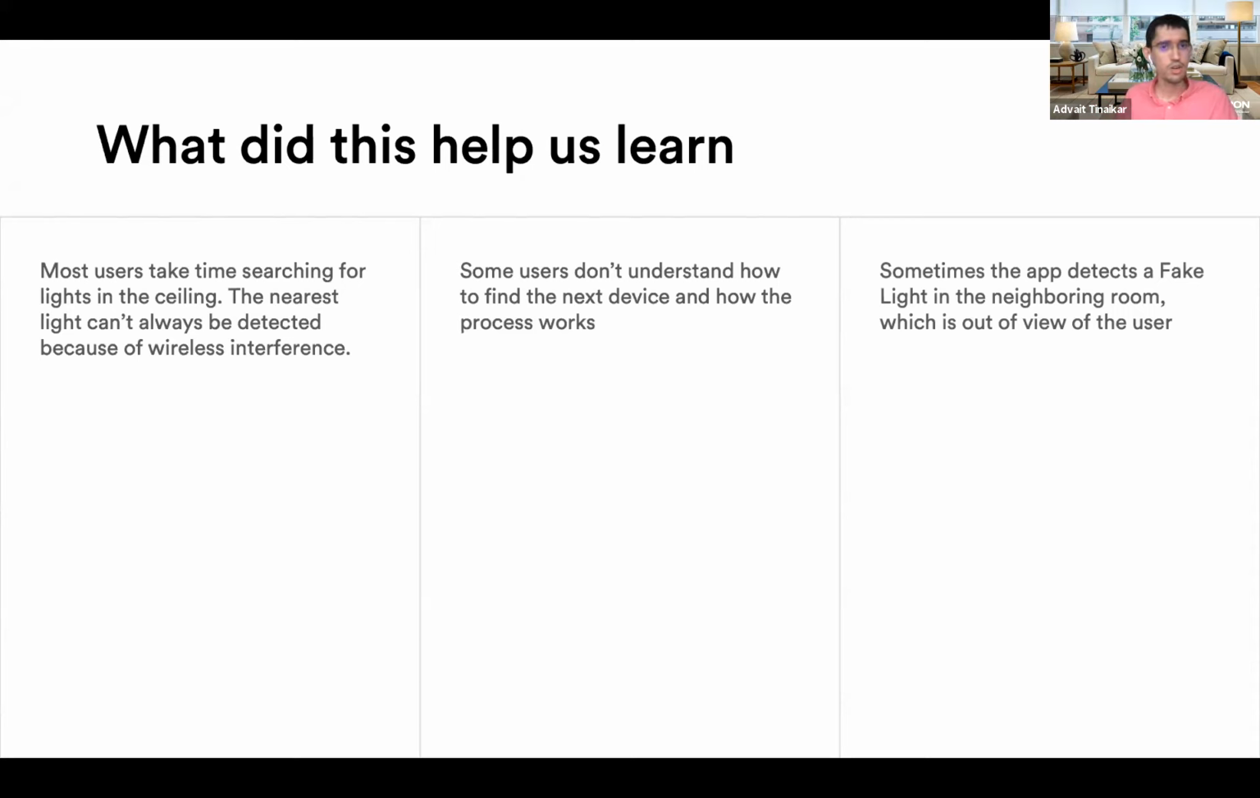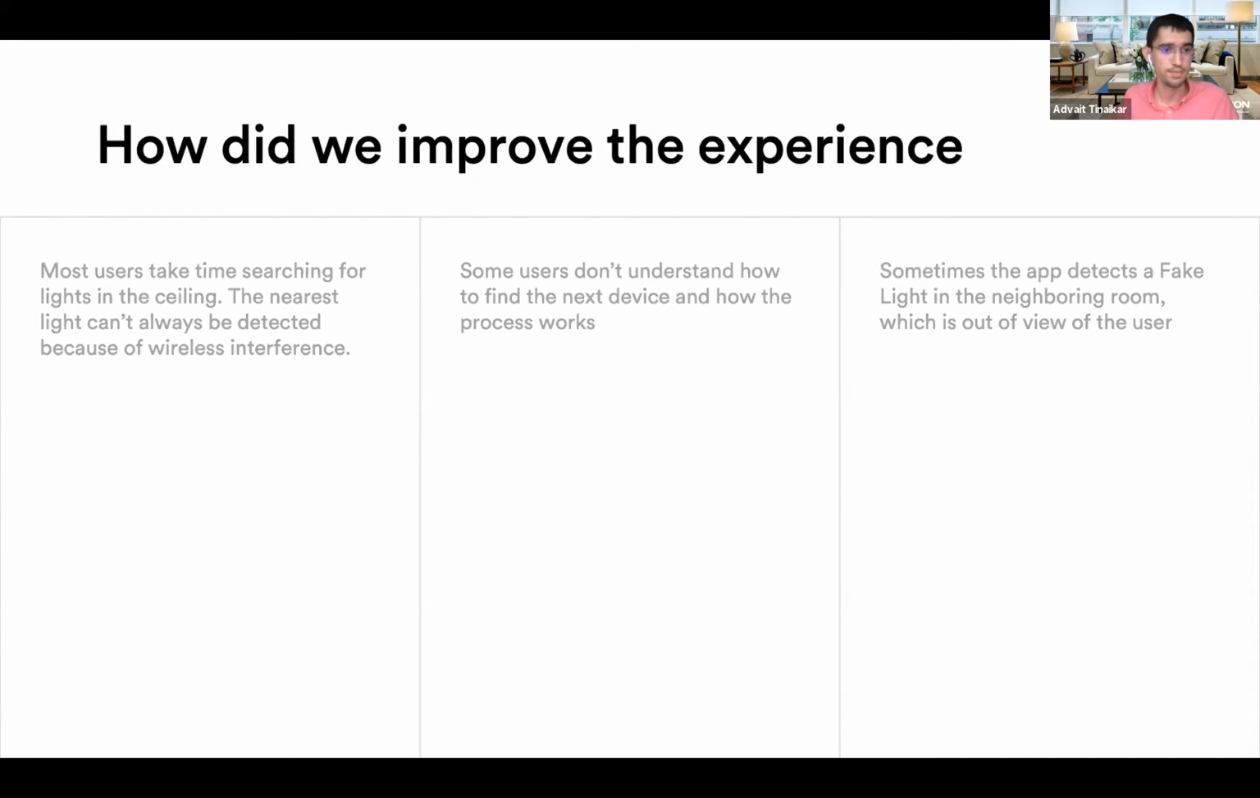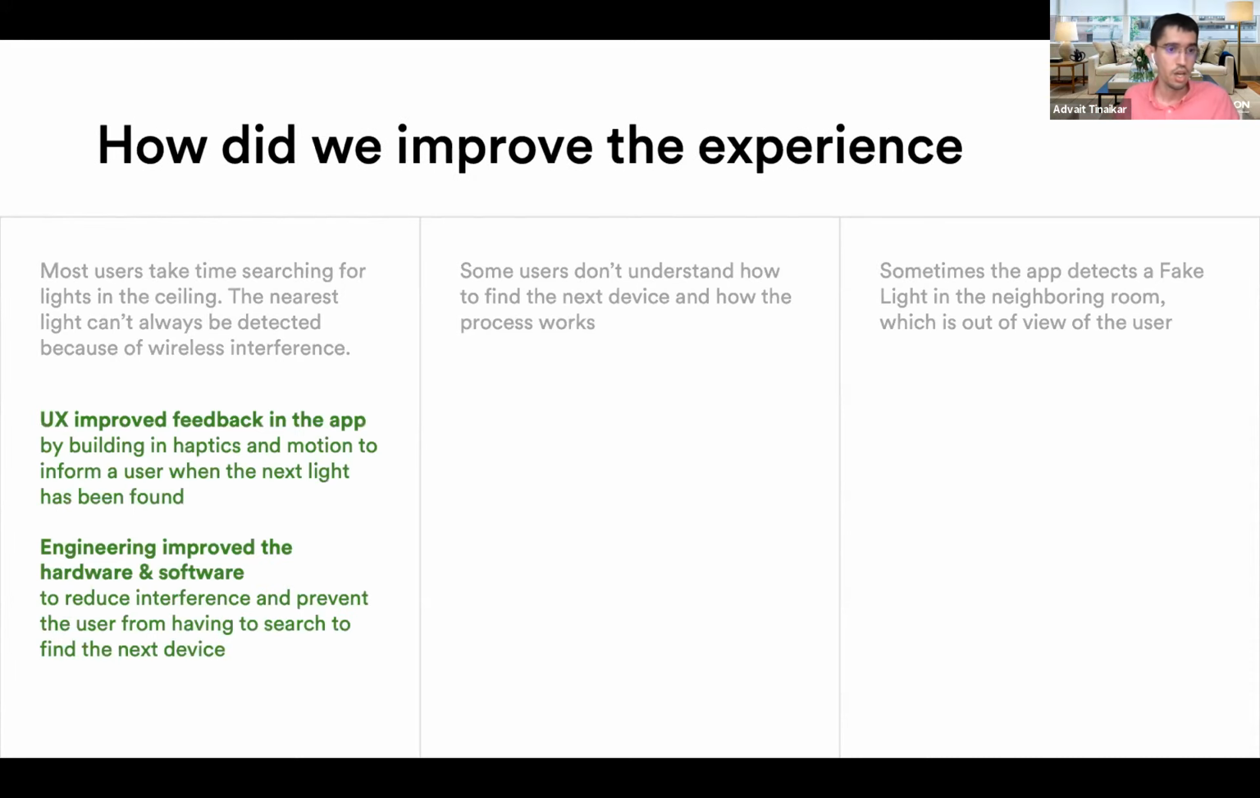The learnings were not just worked on by UX, but also by engineering. In terms of taking time searching for lights in the ceiling, we realized that there was feedback that we could improve on in the app. So we built in haptics and appropriate motion to inform the user when the next light has been found. So they don't have to always look at the screen. They can just look at the ceiling and get feedback through haptics.